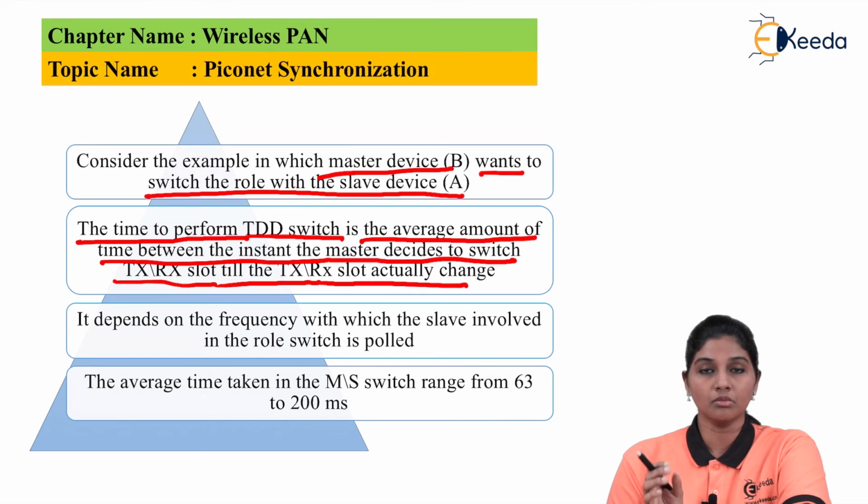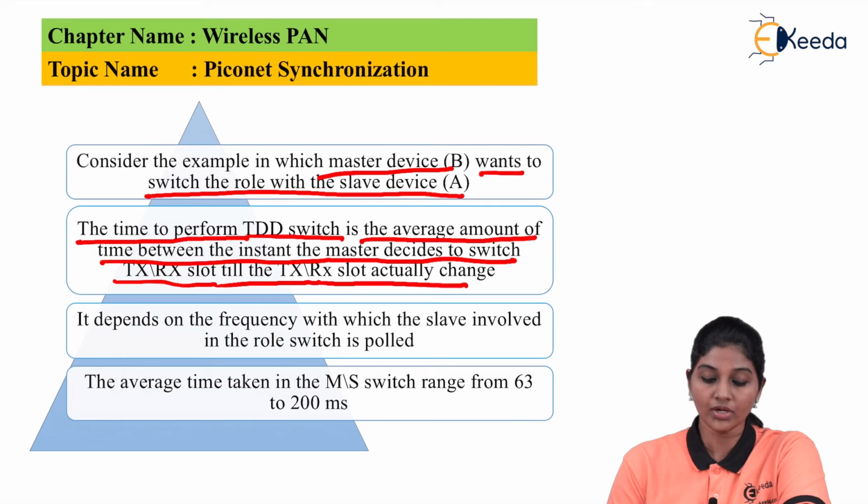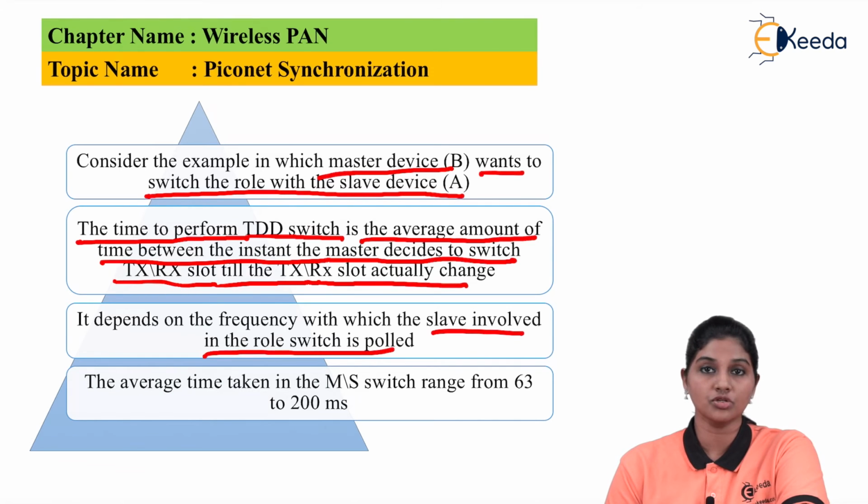So the time duration between the decision of the master for switching the transmission receiving slot till the actual transmission receiving slot change is called the time required to perform TDD switch. Now it depends on the frequency with which the slave involved in the role switch is polled. The average time taken by the master-slave switch ranges from 63 to 200 milliseconds.